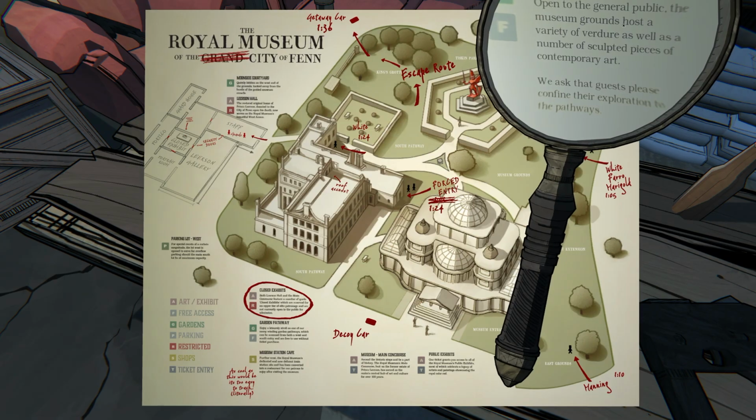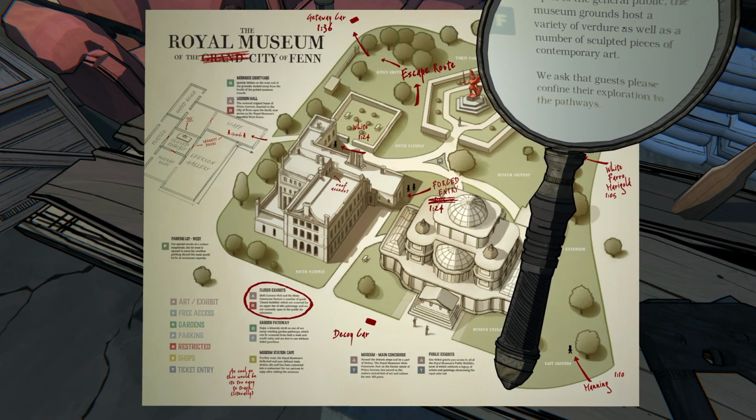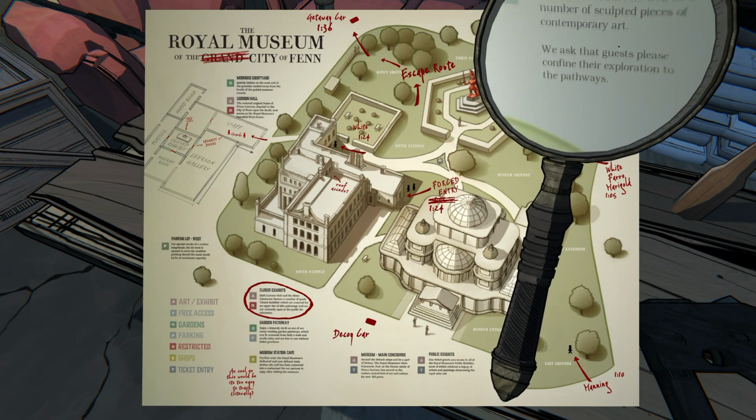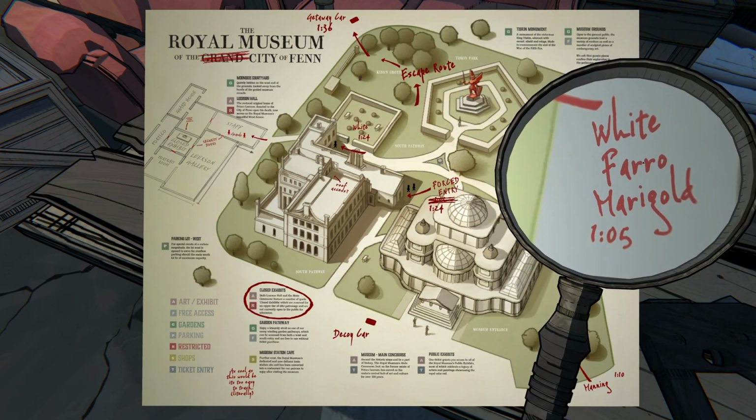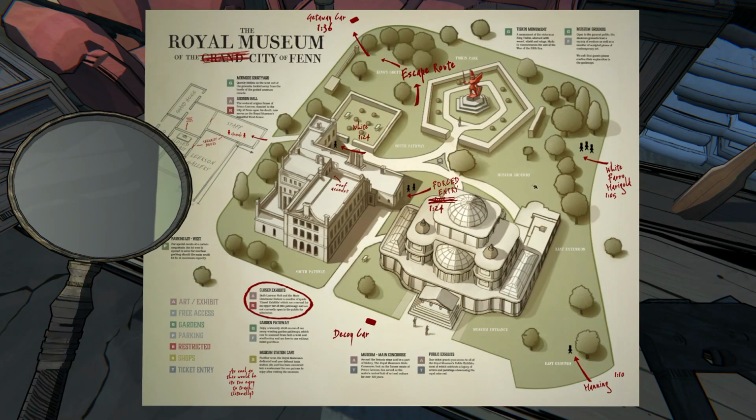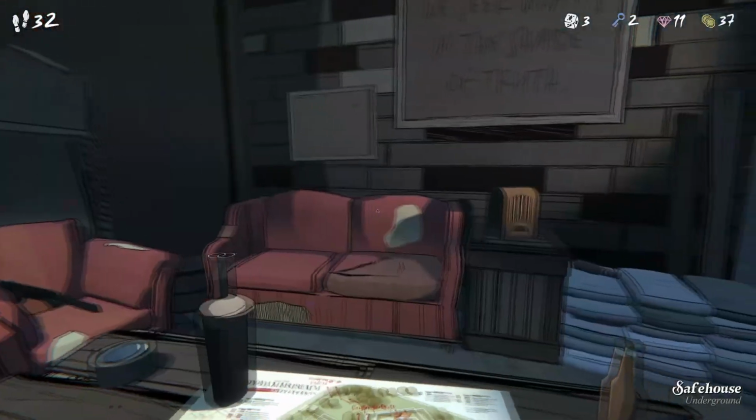Open to the general public, the museum grounds host a variety of verdure, as well as a number of sculpted pieces of contemporary art. We ask that guests please confine their exploration to the pathways. White Faro Marigolds. 105. So this is just your escape plan?